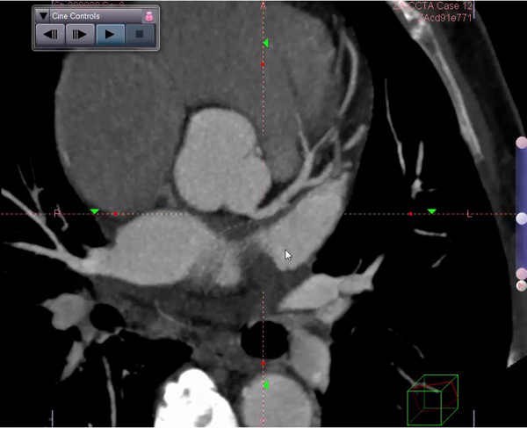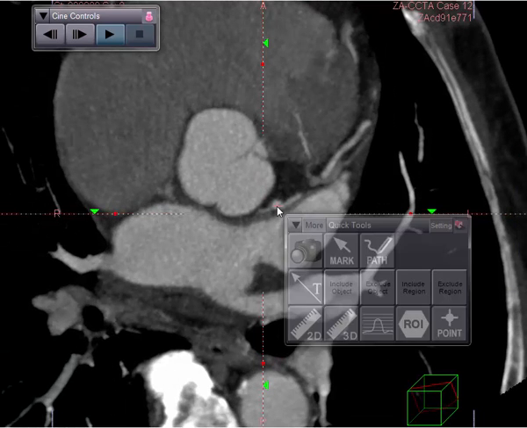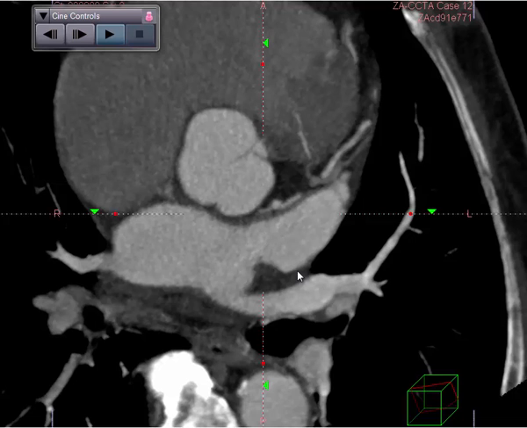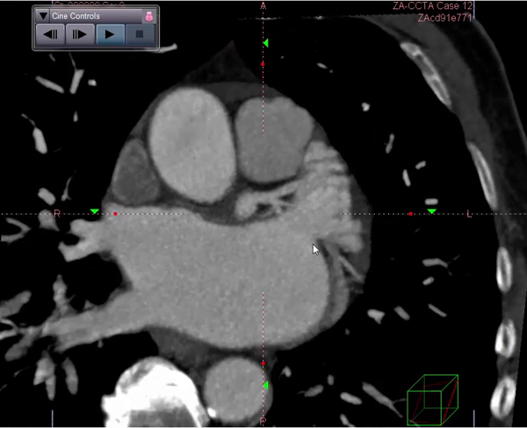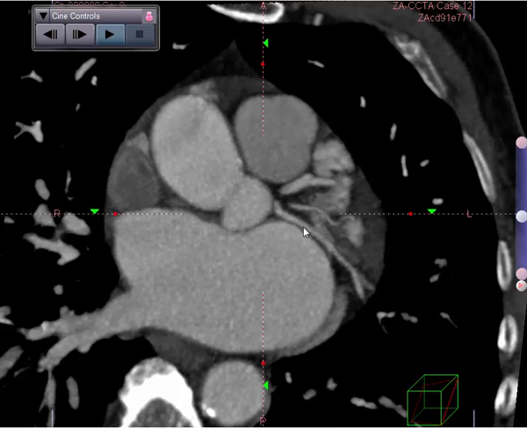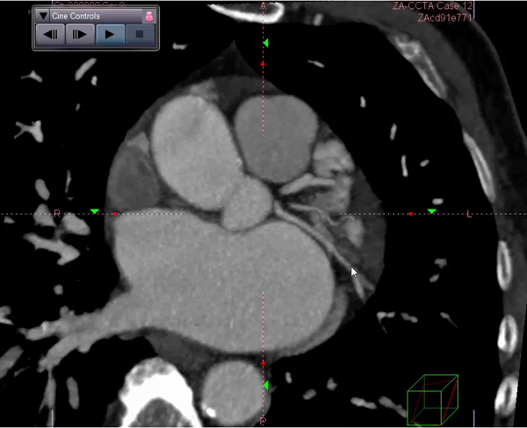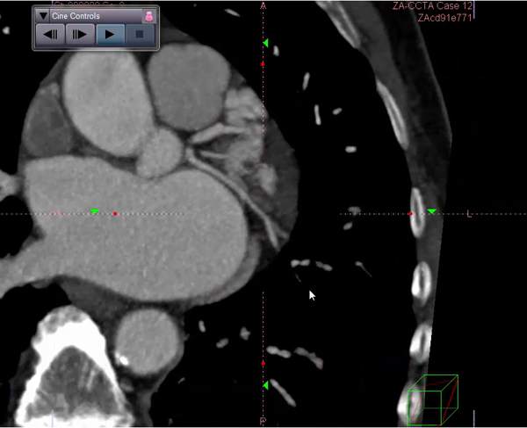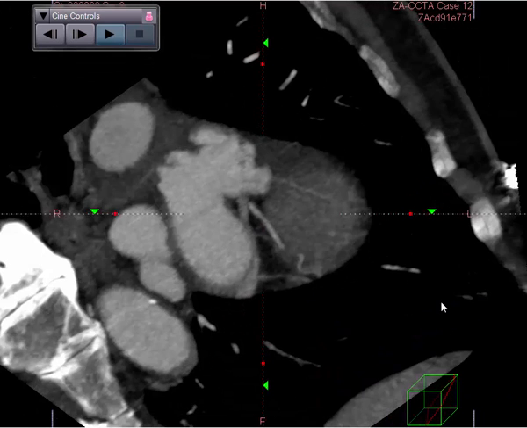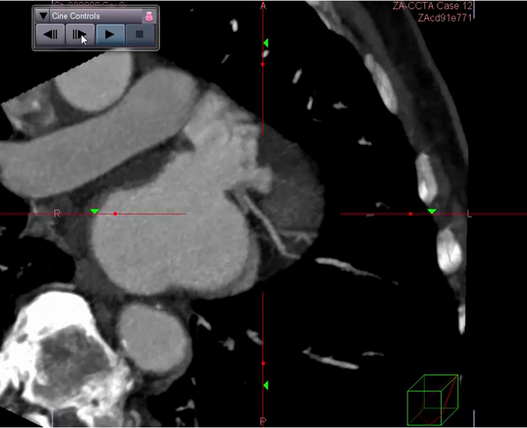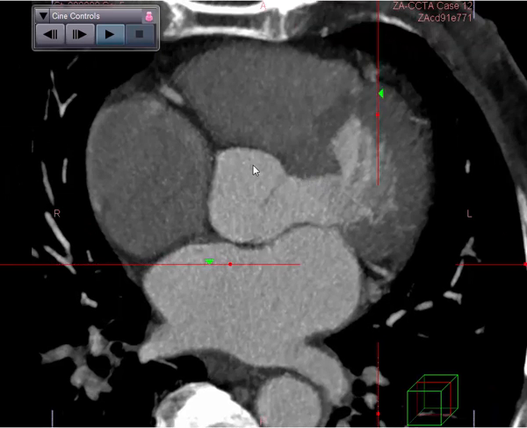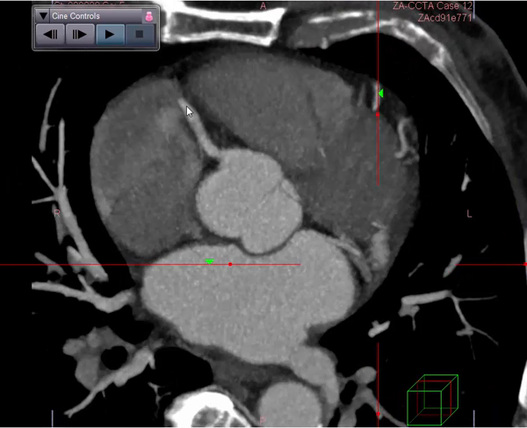Let's focus on the circumflex artery coming off about here. We can then drag down to see if we can get a better view of that vessel. Actually very normal looking, very small ramus intermedius coming off, and then an obtuse marginal vessel coming off in this area. Can change again phases to be sure that you're getting the best view. This appears to be probably the best view for that vessel. Appears to be normal.